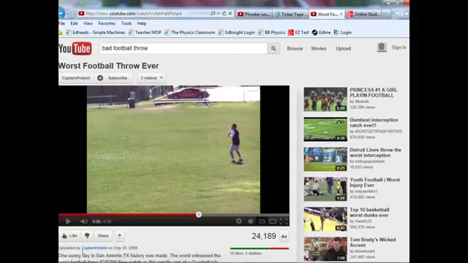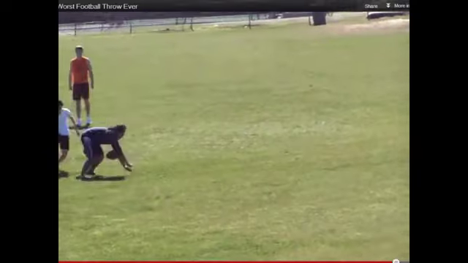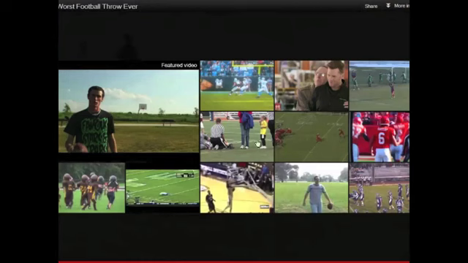Or if we take a look at somebody perhaps like me throwing a football, I didn't grow up with any brothers, so this is usually what you get. Yeah, it looks something pretty much like that.